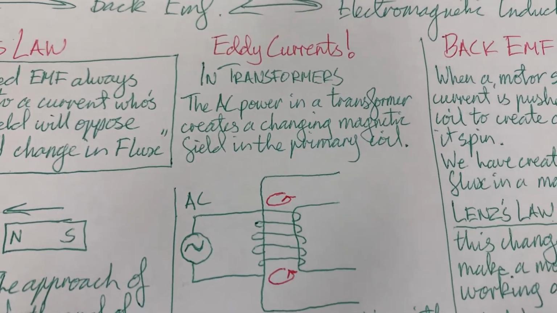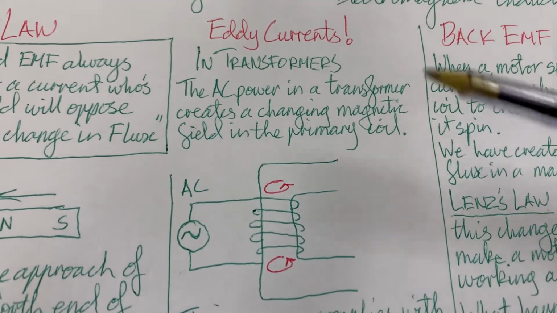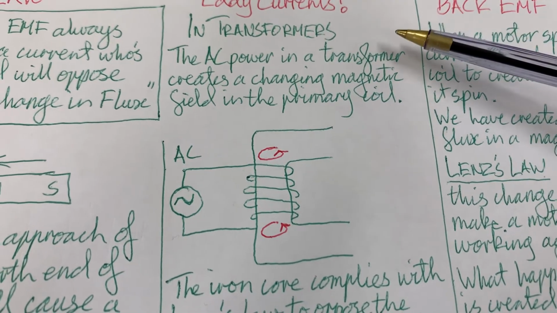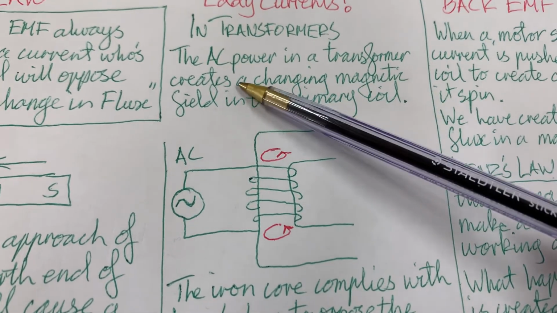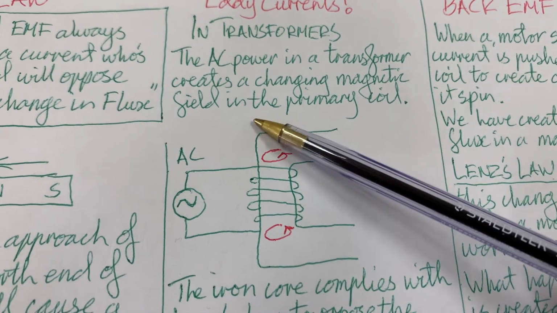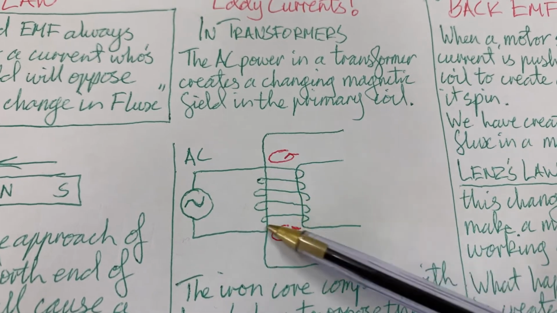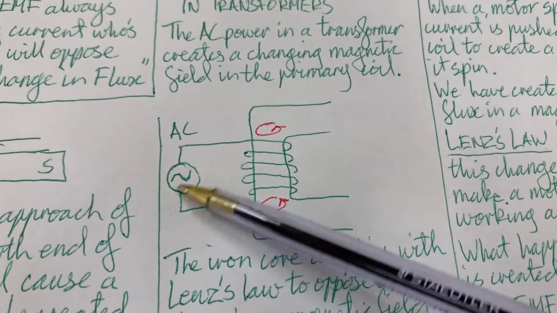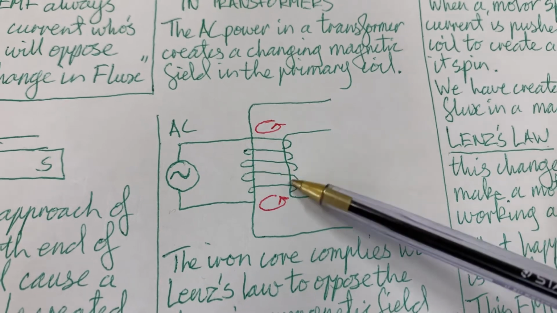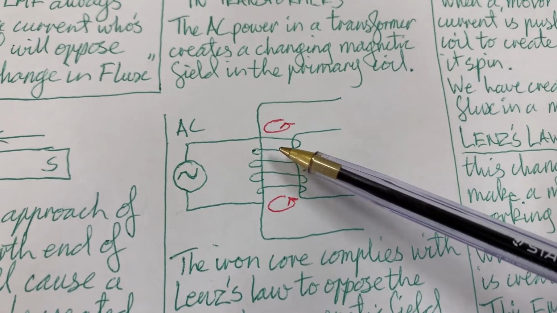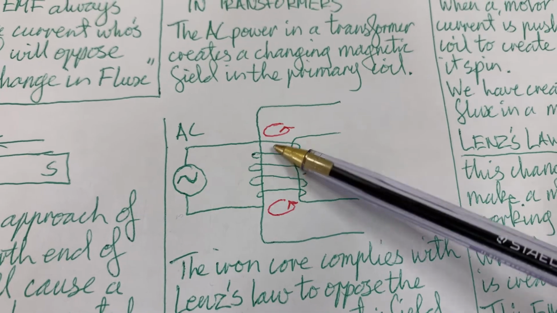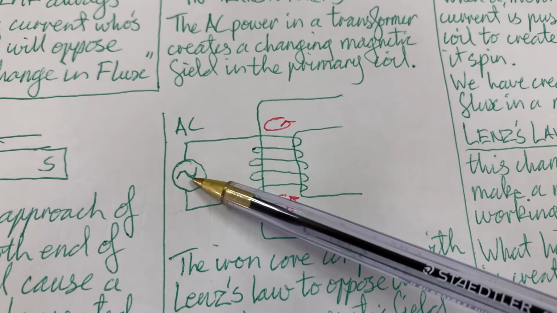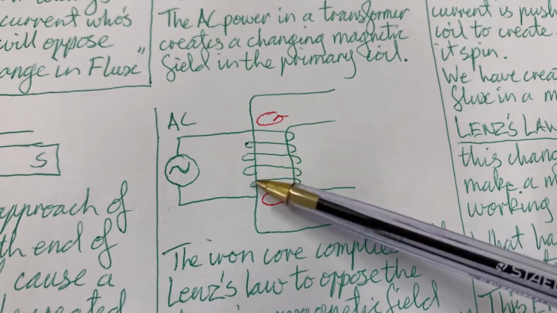Eddy currents. So we're now moving on to eddy currents. Eddy currents, most of the time when we talk about them, are in relation to transformers. The AC power in a transformer creates a changing magnetic field in the primary coil. So here's our primary coil. If I have an AC voltage or whatever and current applied to this coil, it produces a magnetic field. You know that already, okay? If you provide a magnetic field in this coil, and if it's changing through the nature of the AC power that's going in, the induction coil will be changing.